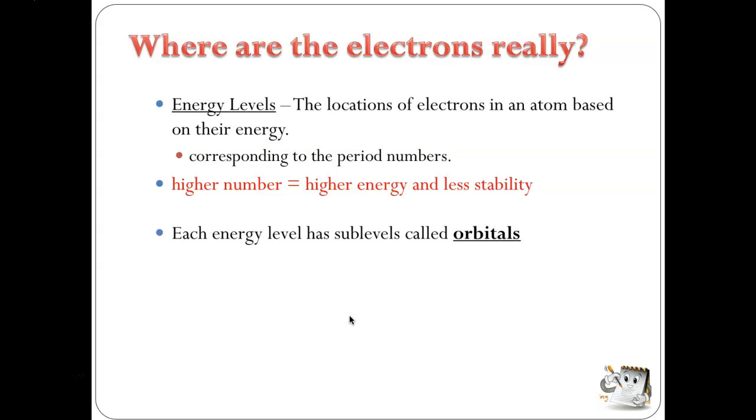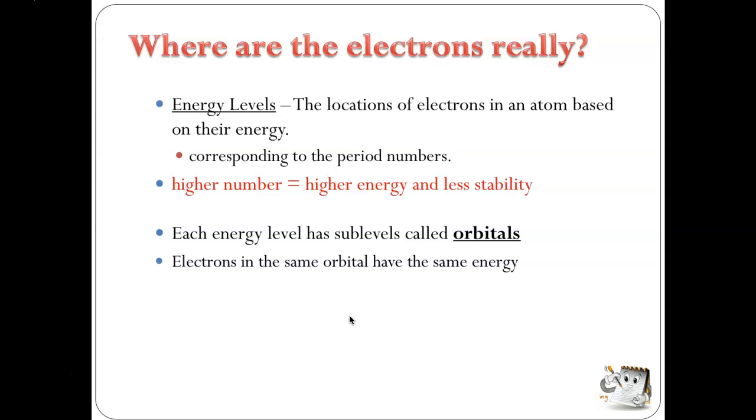So each energy level has sublevels called orbitals. Orbitals is a word you're going to be hearing a lot. The energy level has its sublevels called orbitals. I would suggest writing that down because this is called orbital notation.